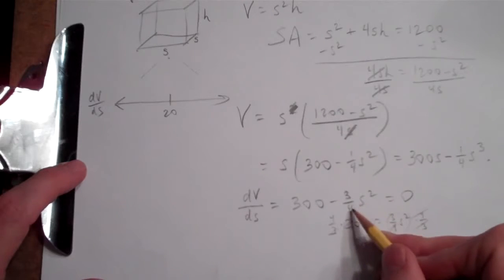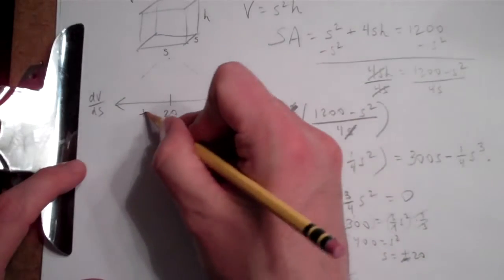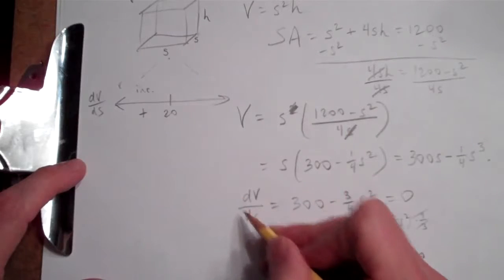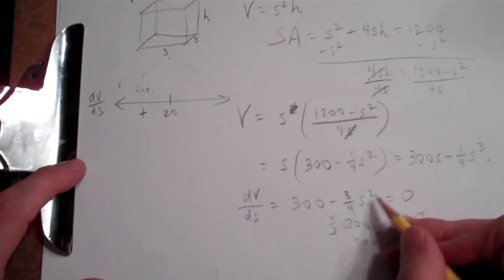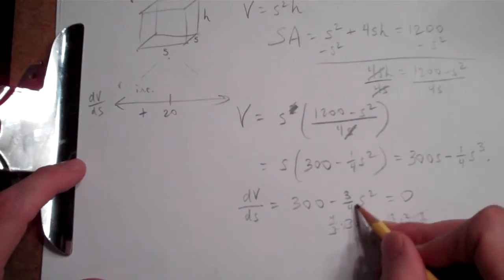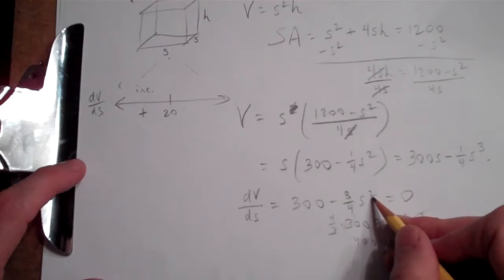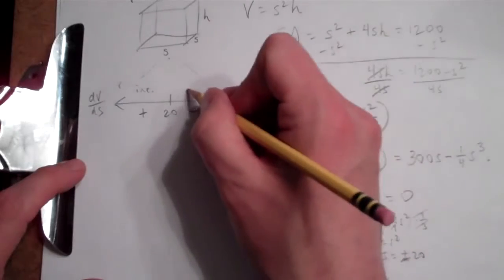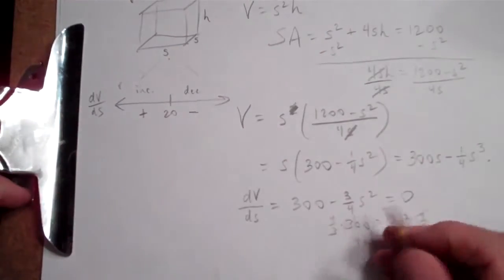It'd be 100, 300 over 4 is 75. 300 minus 75 is 225. That's a positive number, so it's increasing in terms of V. And then if you try, say, 30, 30 times 30 is 900. It's kind of gross, but I can tell you this whole thing is greater than 300, so we are going to get a negative, and it is going to be decreasing here.